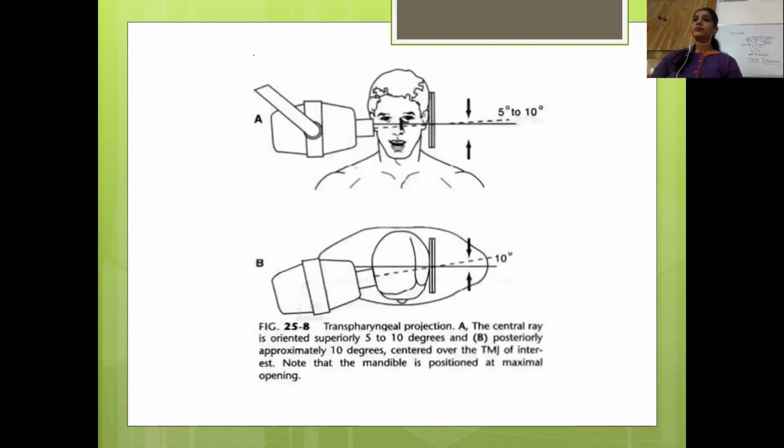Then the central ray is oriented superiorly 5 to 10 degrees. We will take an angulation of 5 to 10 degrees posteriorly, approximately. In the coronal section we can see that the area of interest should be focused with a superior angulation of 5 to 10 degrees. We will keep the tube head of the X-ray unit there, and then we will shoot the radiograph from the opposite side. In this, we will ask the patient to open his mouth to the maximum opening he can, and then we will shoot the radiograph.